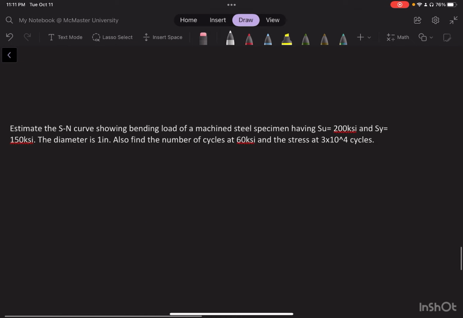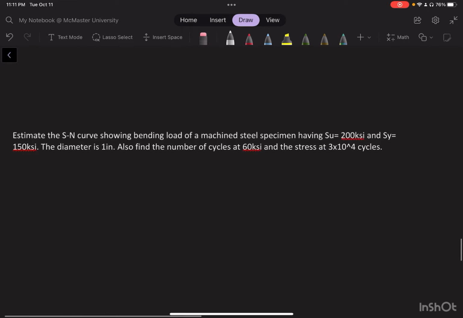Alright, let's do an example. In this example, it says estimate the SN curve showing bending load of machined steel specimen having the Su value of 200 KSI and the Sy value of 150 KSI. The diameter is 1 inch. It says to also find the number of cycles at 60 KSI and the stress at 3 times 10 to the power 4 cycles. So first we start off by listing our givens.